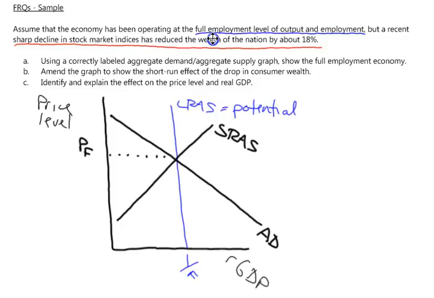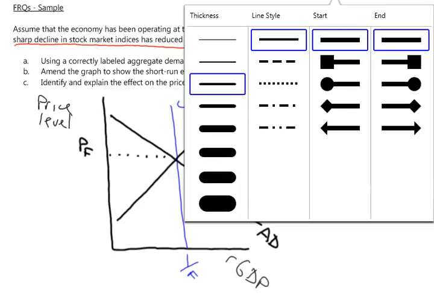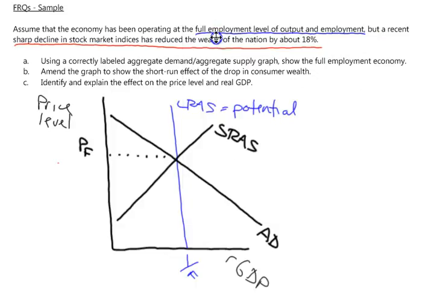Part B is now asking us to take that change into account, to amend the graph, change the graph to show the short run effect of the drop in consumer wealth. All right, key thing, drop in consumer wealth. That is a change in aggregate demand. So we need to make sure we're shifting the correct curve and in the right direction. It's a drop, so decrease aggregate demand.